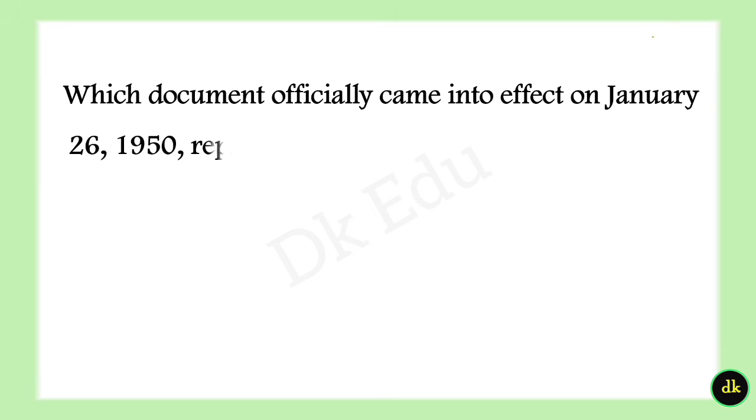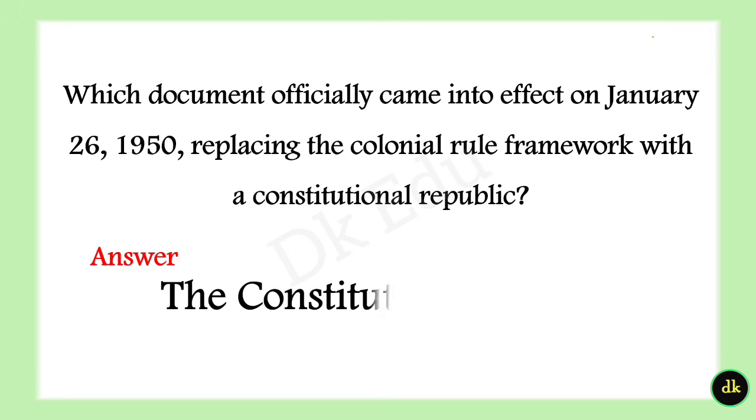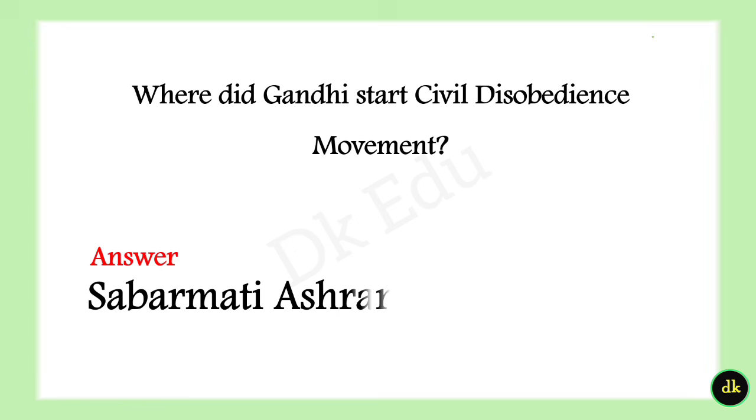Which document officially came into effect on January 26, 1950, replacing the colonial rule framework with a constitutional republic? Answer: the Constitution of India. Where did Gandhi start the civil disobedience movement? Answer: Sabarmati Ashram in Ahmedabad.